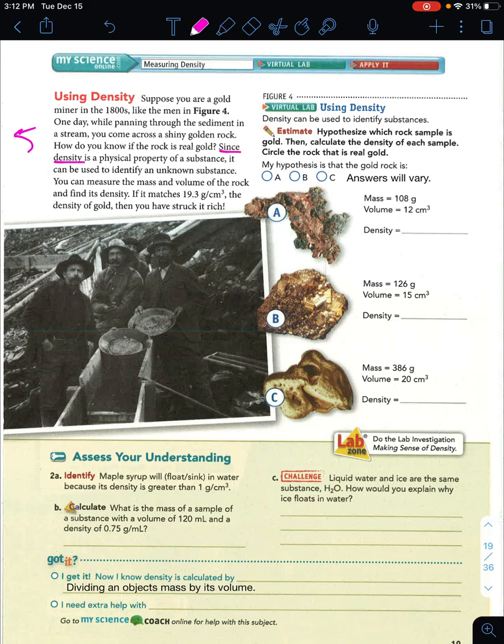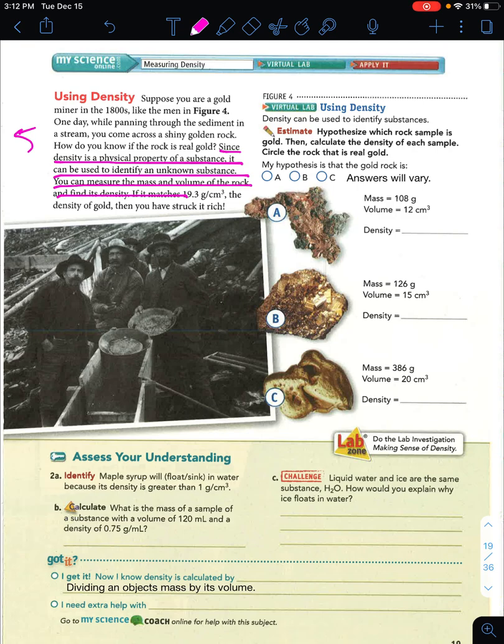I want to remember that the density is a physical property of a substance and can be used to identify an unknown substance. And then I'm going to underline the next sentence as well. You can measure the mass and volume of the rock and find its density. Let's take a look at figure 4. It says density can be used to identify substances. Estimate. Hypothesize which rock sample is gold. Then calculate the density of each sample. Circle the rock that is real gold.